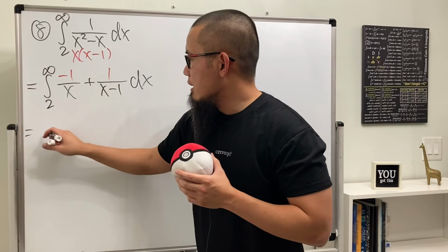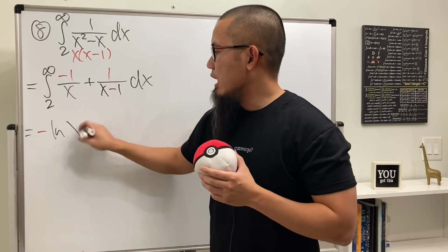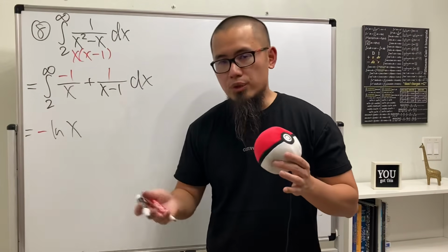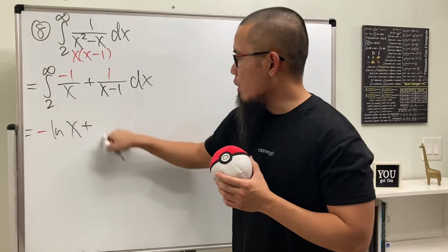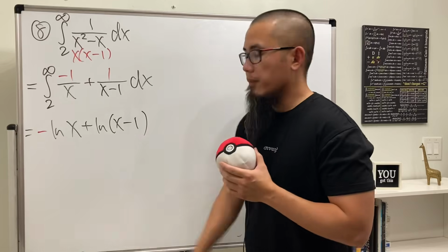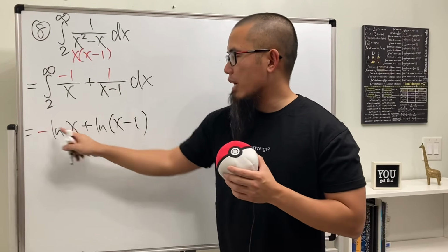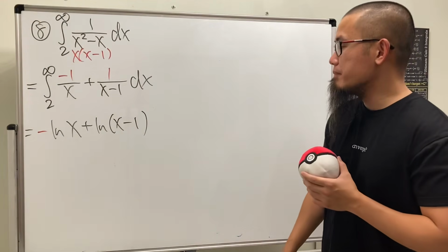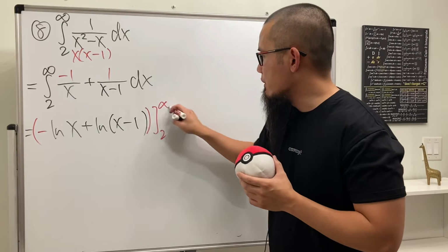So we get negative ln x. And we don't need the absolute value because we are going from 2 to infinity, so you know the x is going to be positive. Next, we have to add 1 and then ln of x minus 1. And remember, the coefficient of x is just 1, so that's why we don't have to divide by any number. Technically divided by 1, but it doesn't matter. And then we go from 2 to infinity.